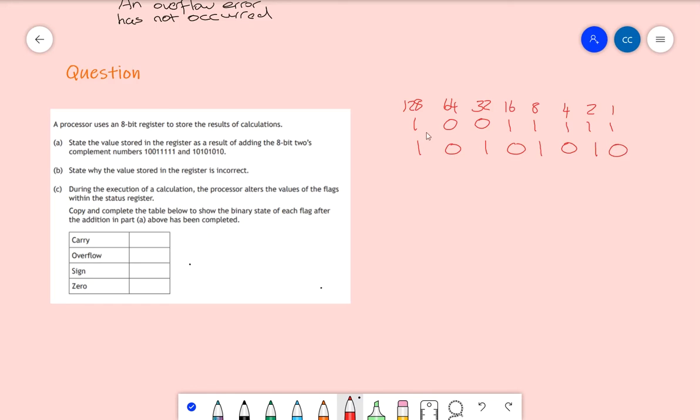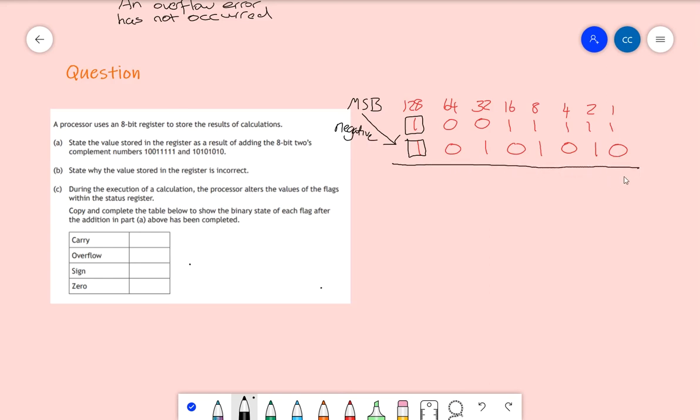Now the first thing that we need to identify is that the most significant bit of both of these numbers is negative, because there is a 1, and you know in 2's complement the most significant bit, no matter which bit it is, is always negative. So that means in order for there not to be an overflow error, the answer has to be negative, and we need to add these together, so let's do that now.